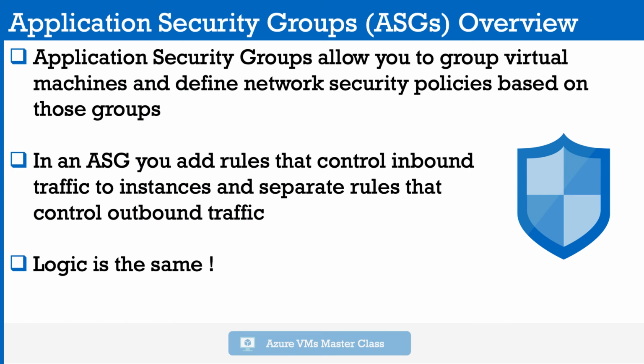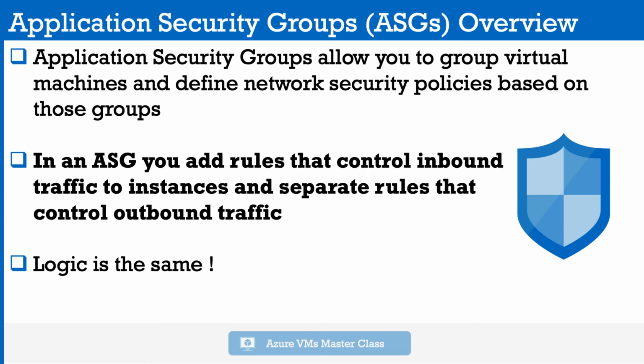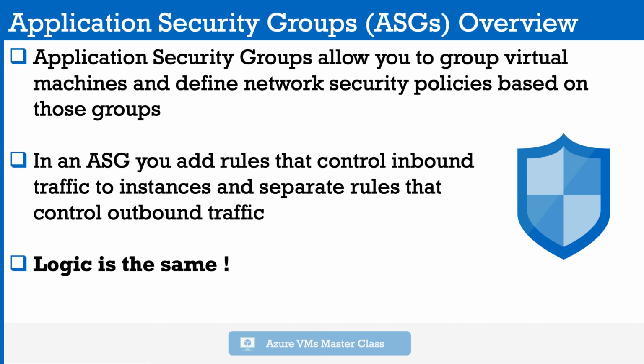Now let's also cover application security groups, or ASGs. Application security groups allow you to group virtual machines and define network security policies based on those groups. In an ASG, you add rules that control inbound traffic to instances and separate rules that control outbound traffic, and basically the logic is the same.